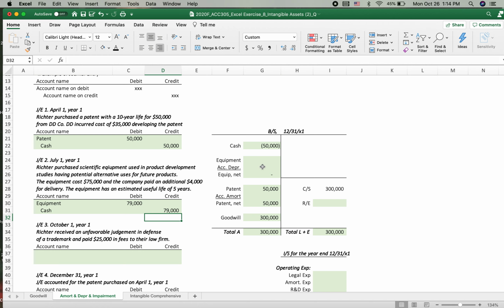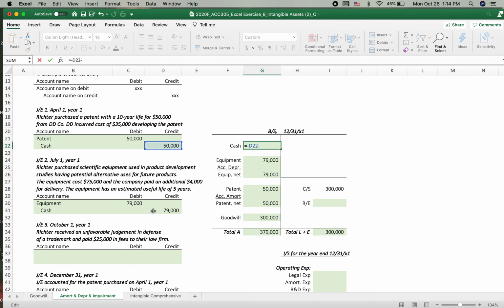So let's report this equipment here before the depreciation. So we still matched out just the transaction and exchange between cash and the PP&E asset, and the intangible asset, the patent.